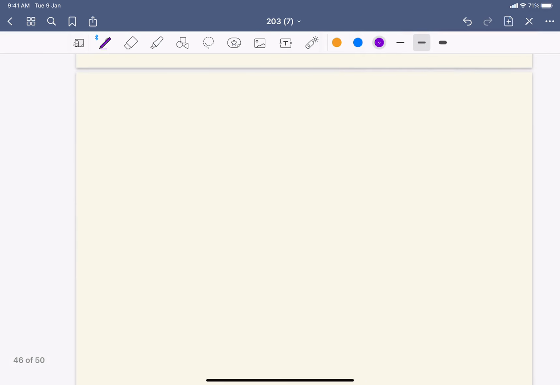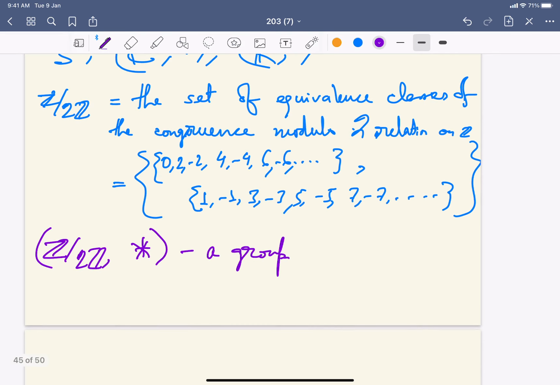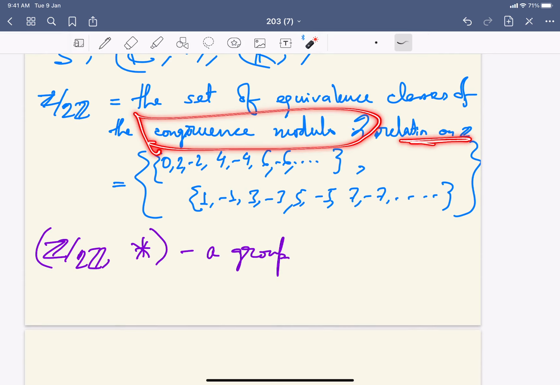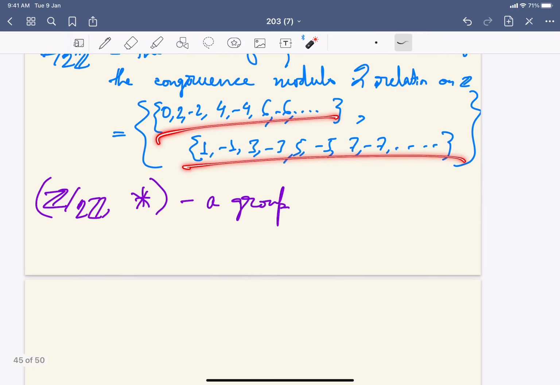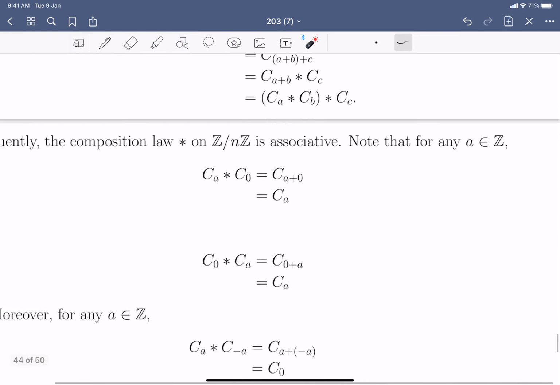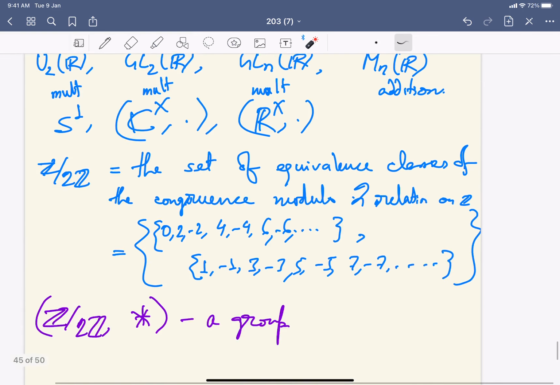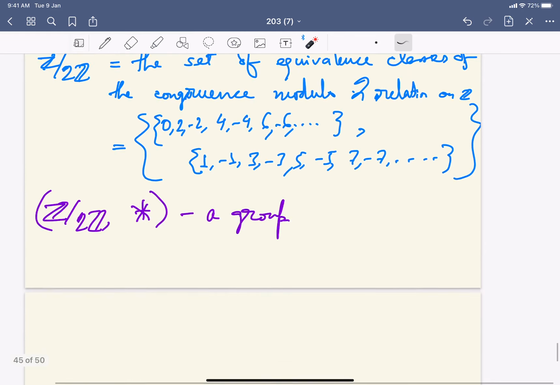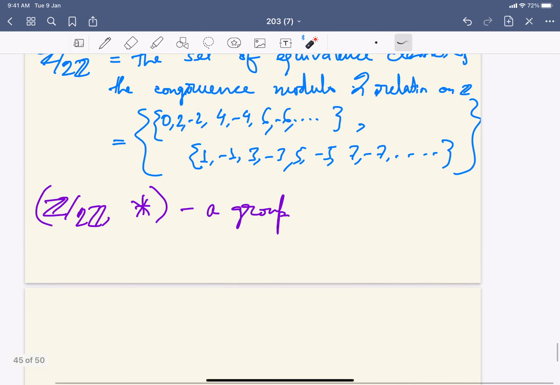For Z mod 3Z, we will have the set of all equivalence classes of the congruence modulo 3 relation on Z, right? I've already written it down somewhere, but it's not there in the notes. I wrote it down, I didn't type it beforehand. So let me just write things down for Z mod 4Z.